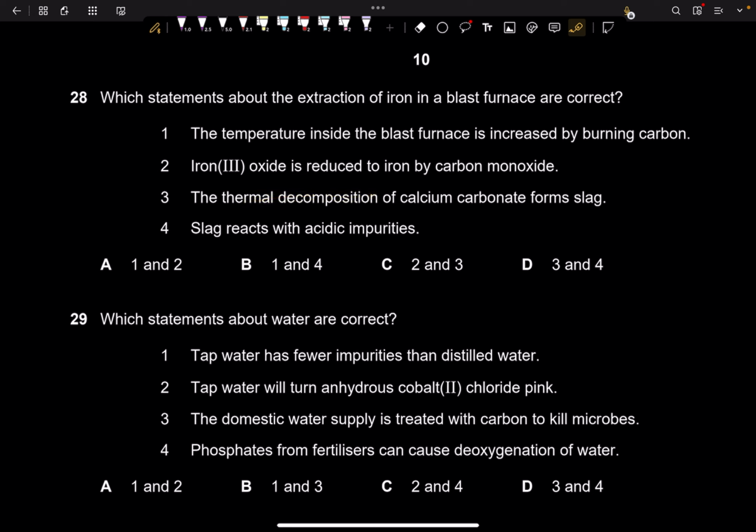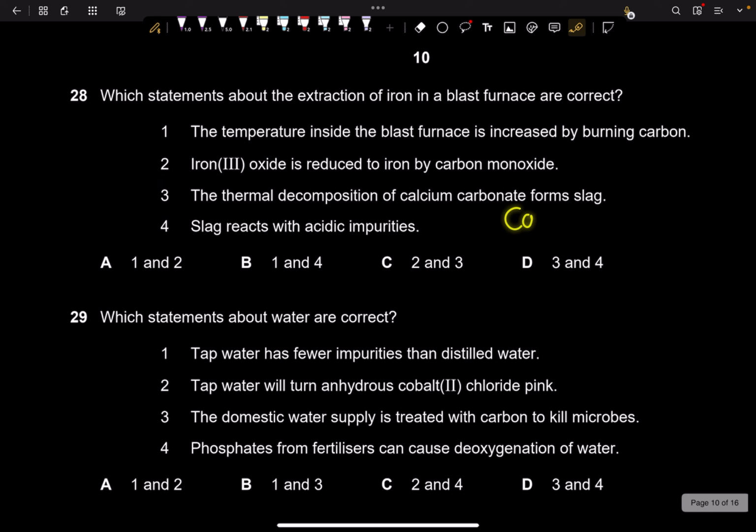The thermal decomposition of calcium carbonate forms slag. That's thermal decomposition, no. It forms calcium oxide and carbon dioxide. Slag reacts with acidic impurities. No. It's basically silicon dioxide which reacts with calcium oxide, and that's all a process. These two are not correct. So 1 and 2, which is going to be option A.